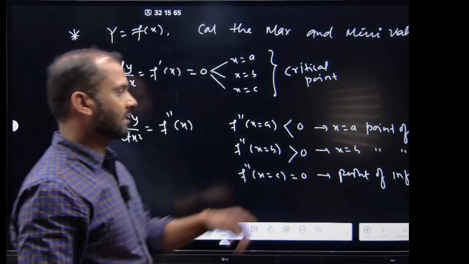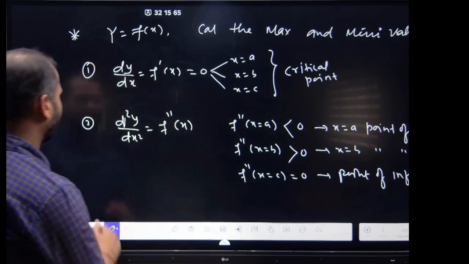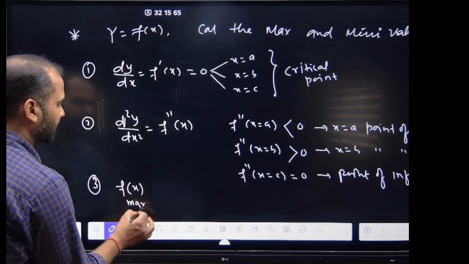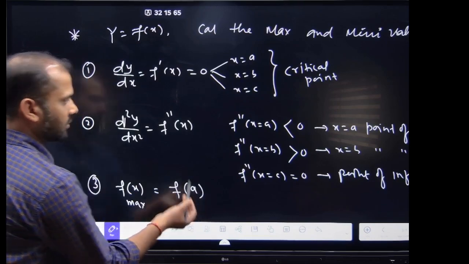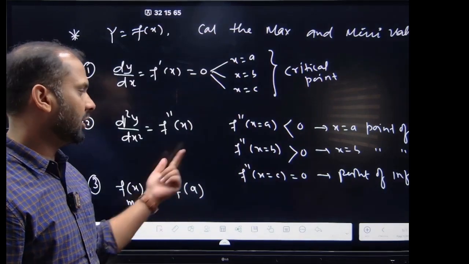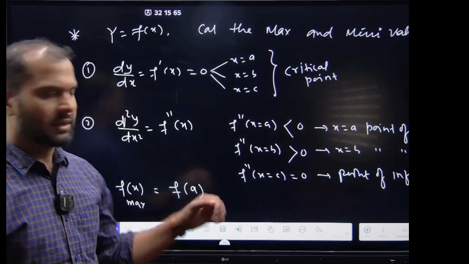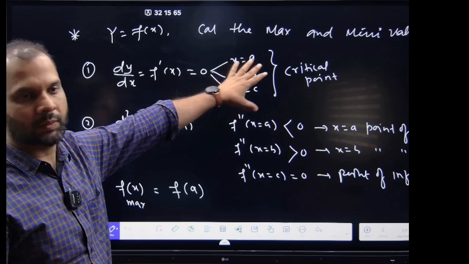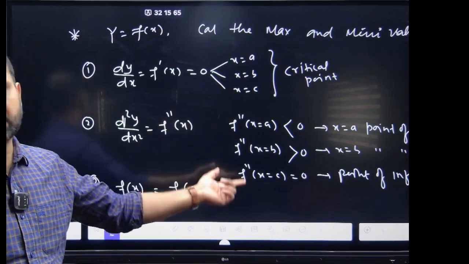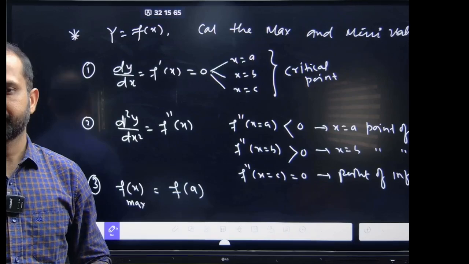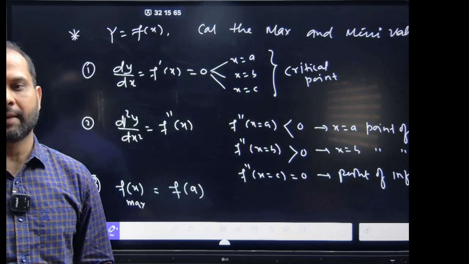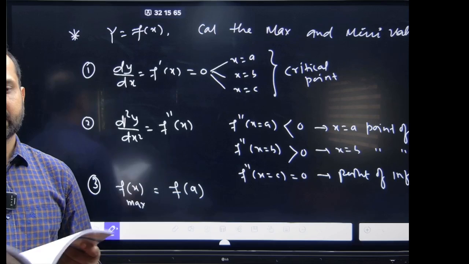Once you know that x is equal to a is a point of maxima, what is the maximum value then? So the third step is the maximum value of f of x. How to calculate it? f at a will be the maximum, because you know that at a you are getting the maximum value. Similarly, f at b you calculate, you will get the minimum value. So these are the steps. First, differentiate it, put it equal to 0, and you will get the critical points. Second, double differentiate it and check whether it is a point of maxima or minima. If you solve this, you will know which are the points of maxima and minima. After that, substitute those values in the function.